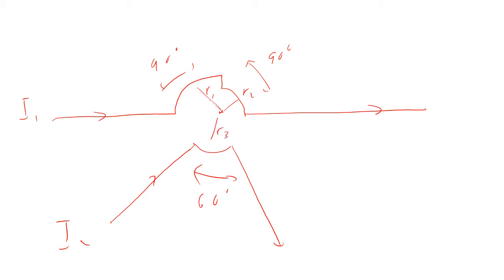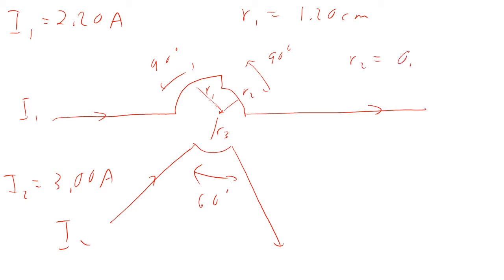Okay, so let's say that I1 is 2.2 amps. Let's say that I2 is going to be 3.0 amps. All right, and let's say that R1 is going to be 1.2 centimeters. Let's say that R2 is going to be 0.75 centimeters. And let's say that R3 is 0.9 centimeters. And so I want to know what is the direction and magnitude of the magnetic field at the center.